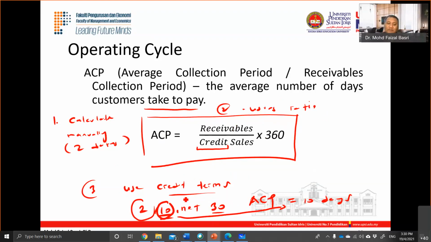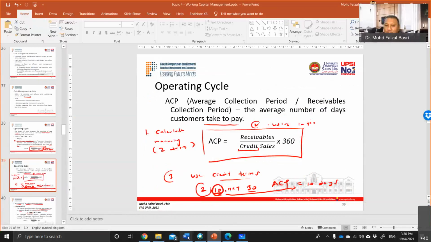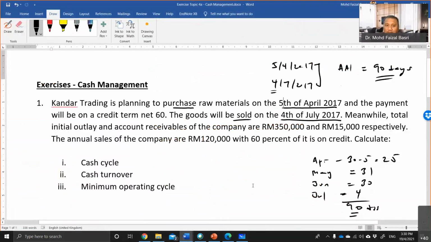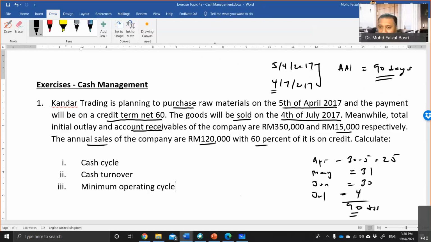So for ACP, you need to be a bit careful. For example, if you go back to the question just now, question number 1, we can see one credit term here. But we cannot assume that's for ACP so far. On top of that, they also give us account receivables. So we have account receivables, and we also have sales here, which is 60% on credit. So now we need to define which information to be used for our ACP.